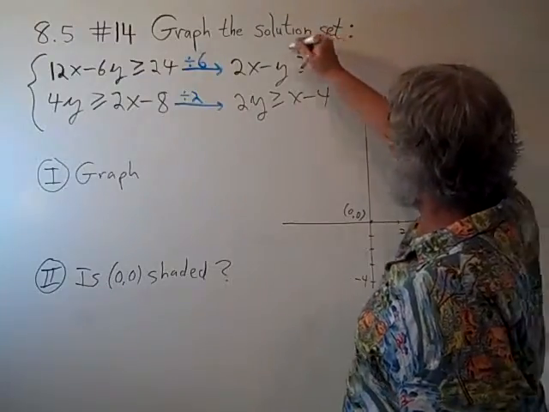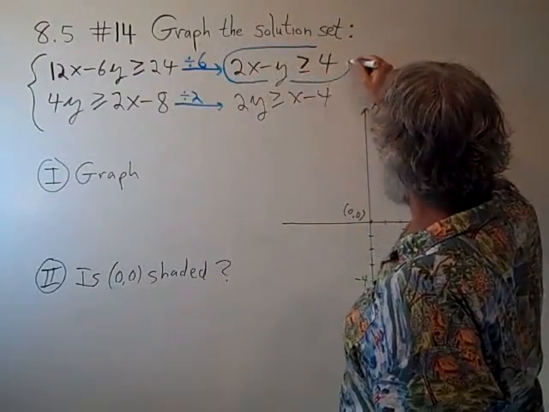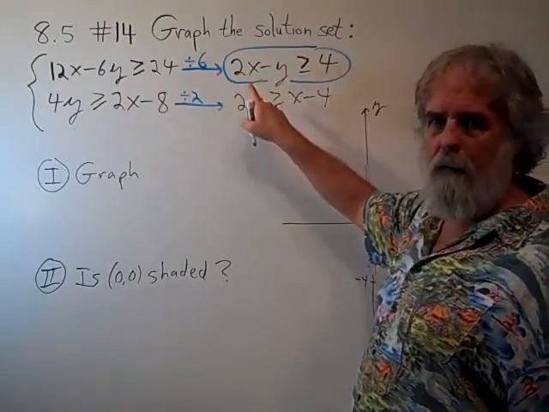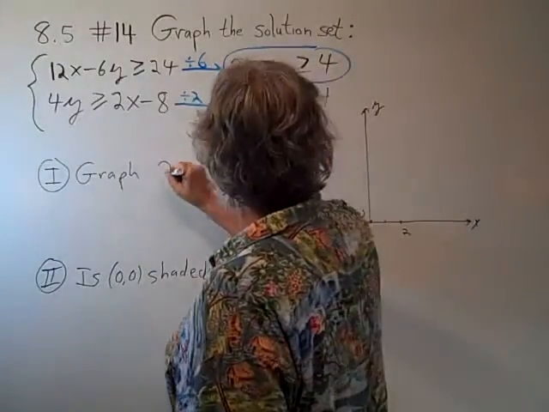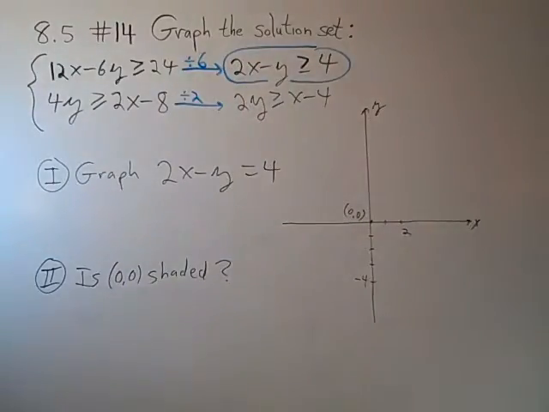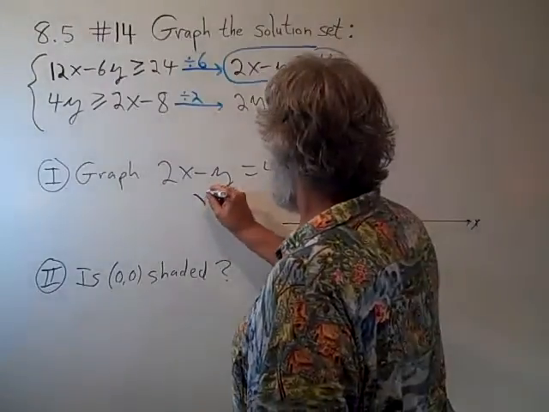easier to work with. Okay, so to graph the solution set of the system of linear inequalities, we start by graphing the first of the two linear inequalities. And to begin graphing that, we start by graphing the bounding line, 2x minus y equals 4.